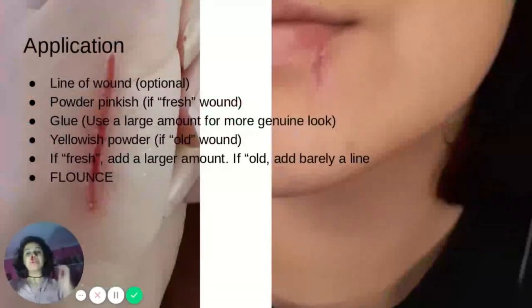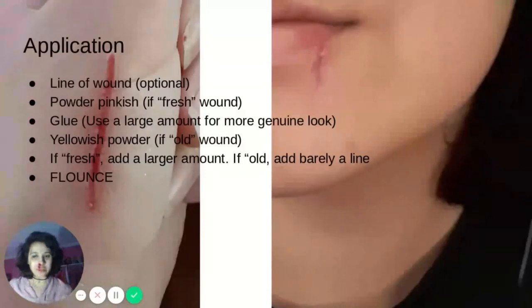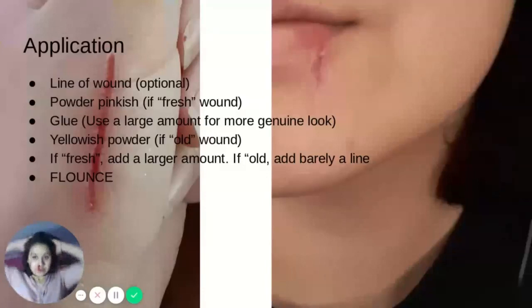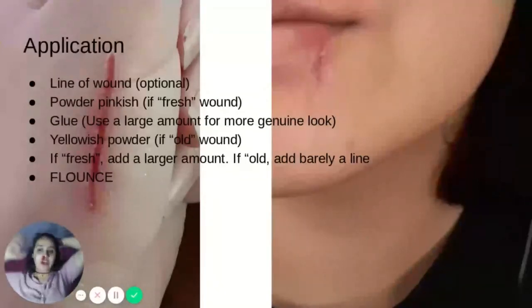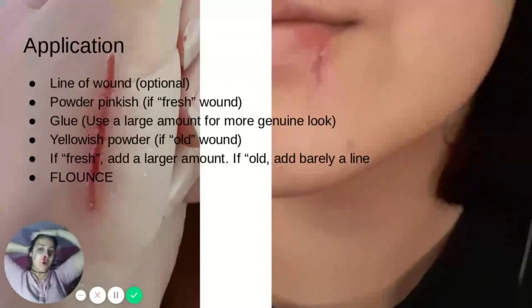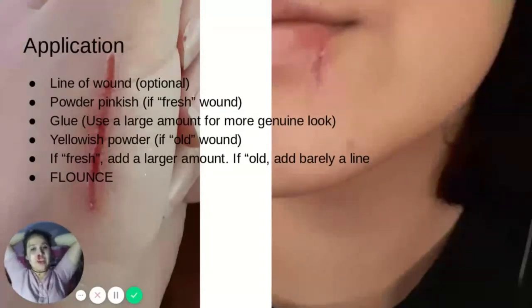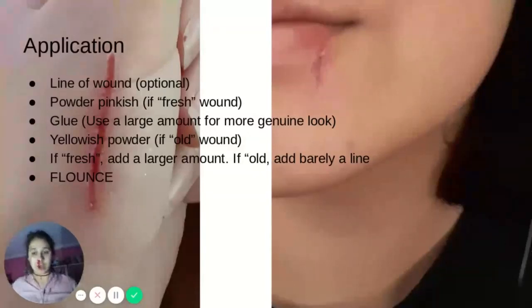For the application of a wound, first, before you get anything started, put your hair up. You do not want to get your hair in the way of your glue or fake blood, as it will mess up the effect, or it will just make your hair sticky or discolored. Once you put your hair up and away from your face, what you want to do is make a line of where you're going to have your wound. I am running out of wound space, so I will be making my wound right around here.